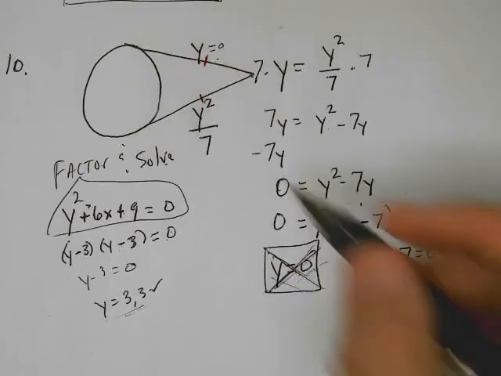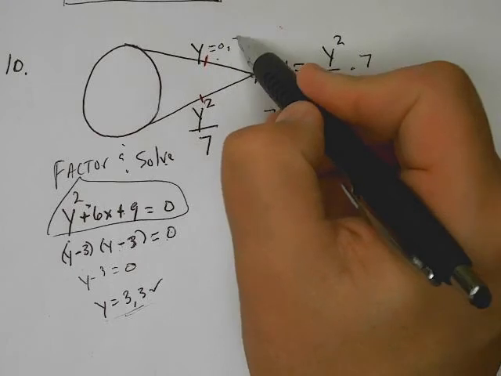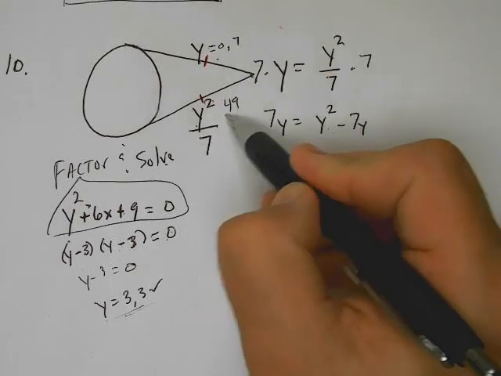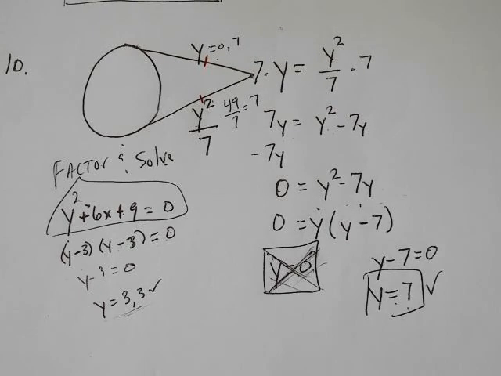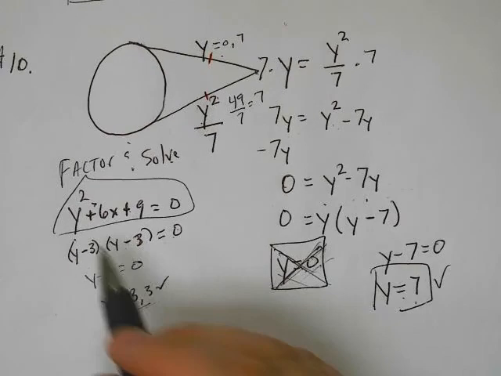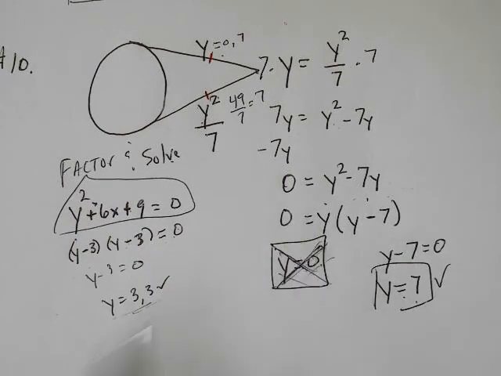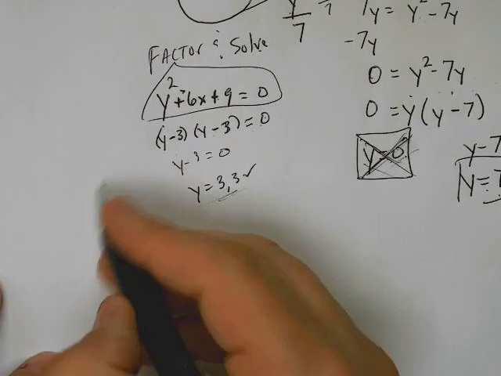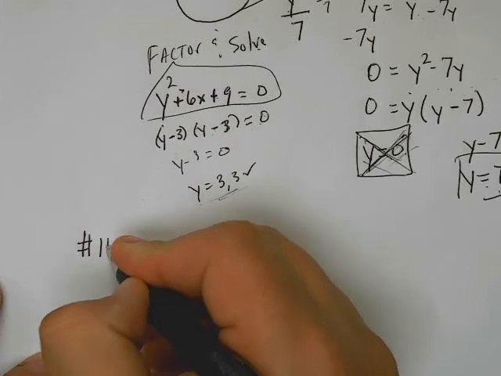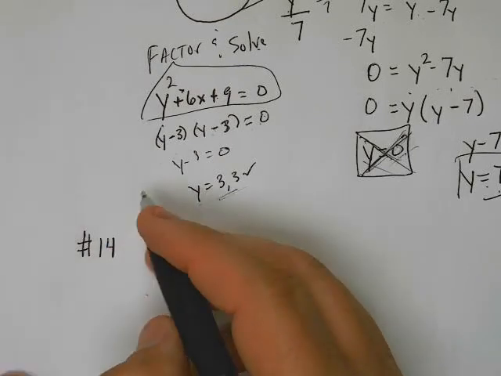So what about 7? Could that work? Yeah, y equals 7. 49 over 7. Yeah, that works. So that is our solution, y equals 7. Good? On number 10, you're going to have to do another one like that where you're factoring, on number 9. But I'm going to let you do that. All right, let's go to number 14 on the next page.